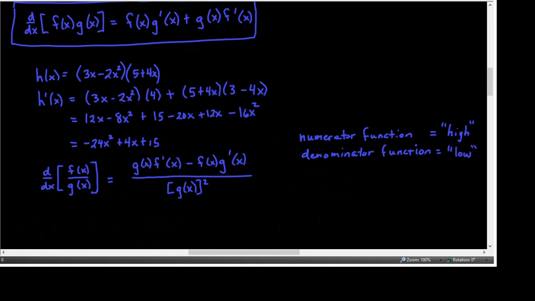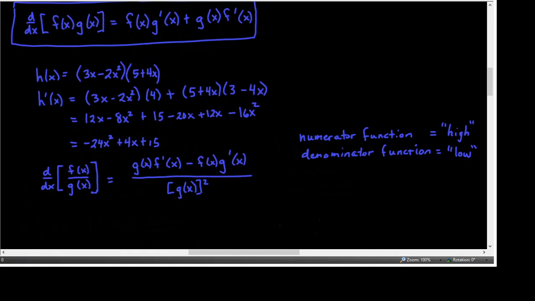And so what I say to myself when I'm doing the quotient rule is low d high minus high d low, d meaning take the derivative of. I forgot to say that. But this notation right here, d dx, that's d of something. That means derivative of. All over the square of low. So let me say it again. Low d high minus high d low all over the square of low.